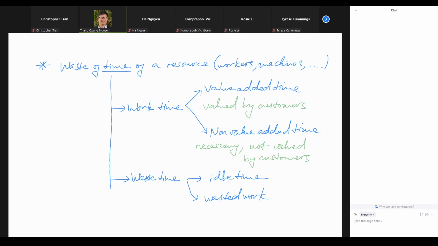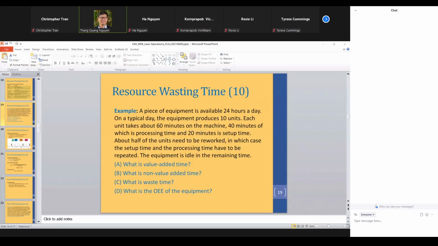It's on slide 19. Let me share that. A piece of equipment is available 24 hours a day, like a machine, right? On a typical day, by the way, we are looking at the waste of time at the resource. The resource here is a machine. On a typical day, the equipment produces 10 units.